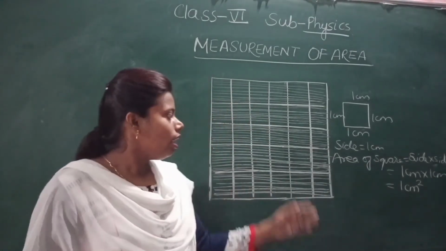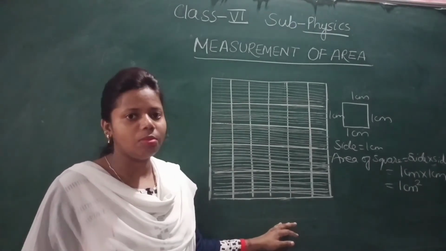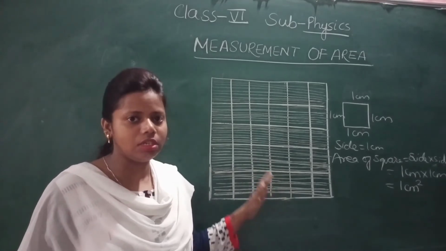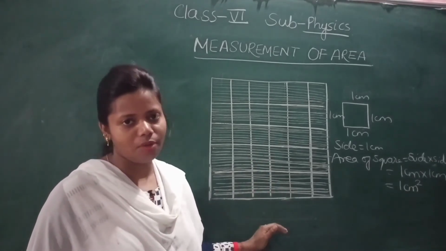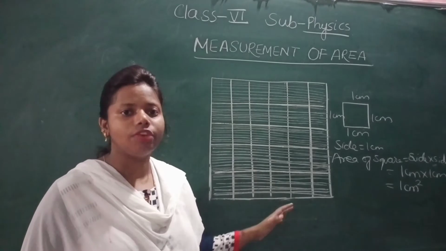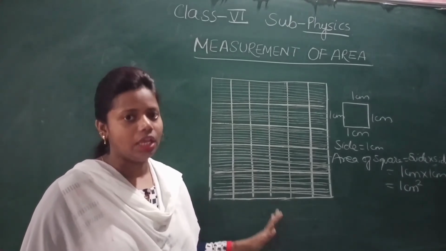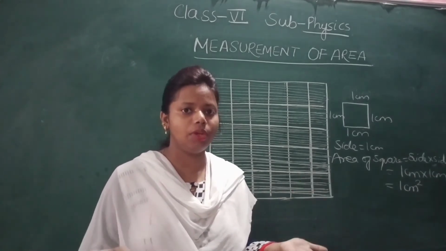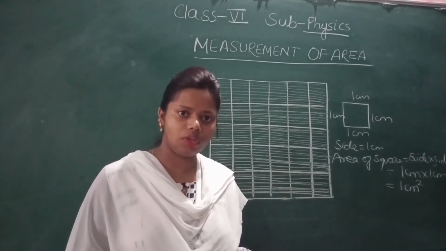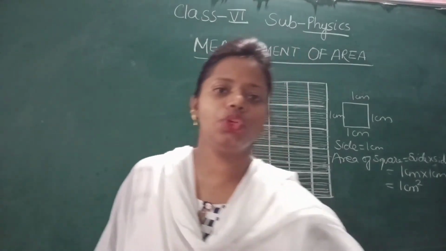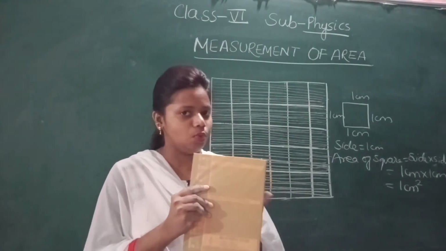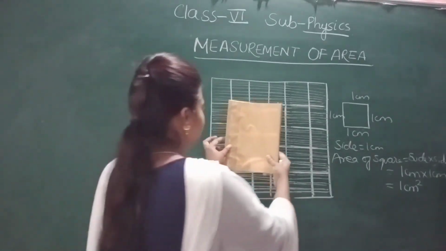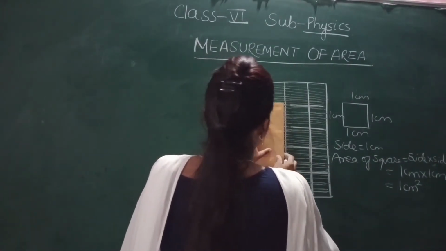Now a graph paper is the most commonly used form of a square centimeter grid. How do we use this graph paper to find the area of a regular object? You will take any object which has a regular shape. It can be a rectangle, square, and so on. For example, I'll show you how to find the area of this book. You will keep it on the graph paper, so I have kept it here.